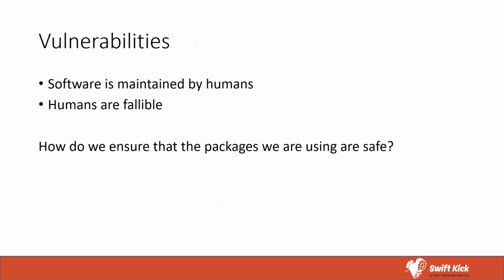So NPM was itself vulnerable, but this should lead us into a discussion of vulnerabilities, because software is maintained by humans, and humans by nature are fallible. We make mistakes, sometimes on purpose, sometimes on accident, and no amount of unit testing will ever protect us. So how do we ensure that the packages we are using are safe? Like, how do we know that James Newton-King developing JSON.NET didn't accidentally introduce an issue in the JSON serializer that only comes into play when I run the code with a certain set of input?